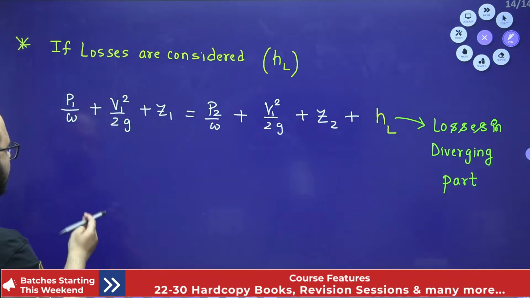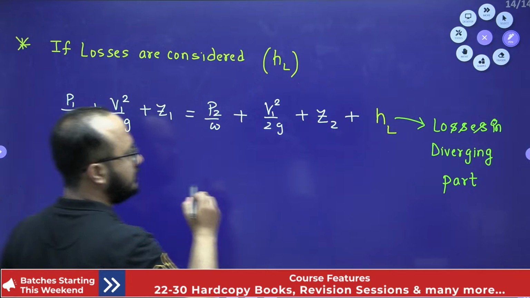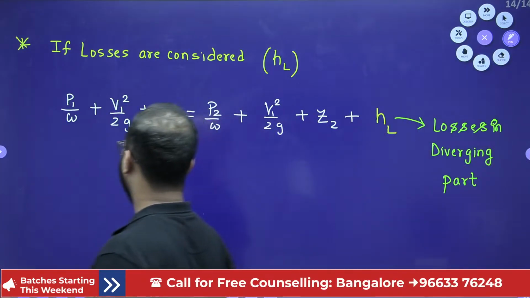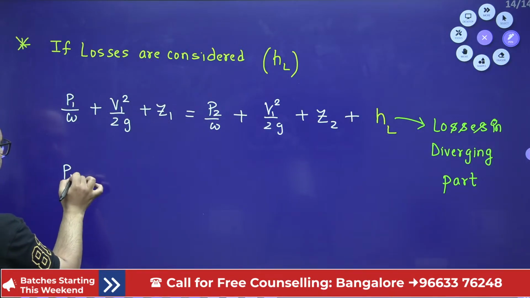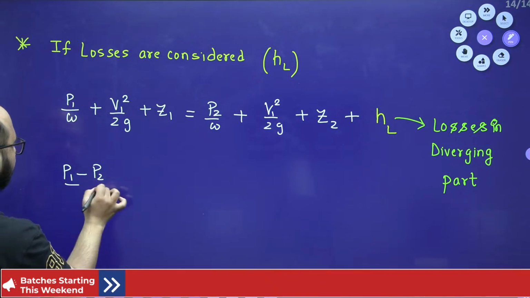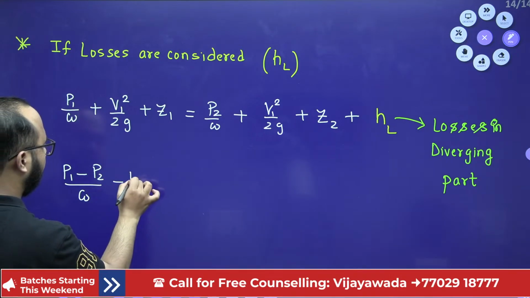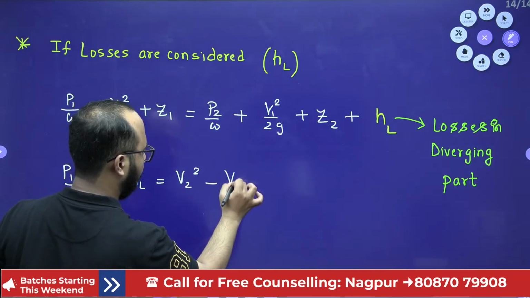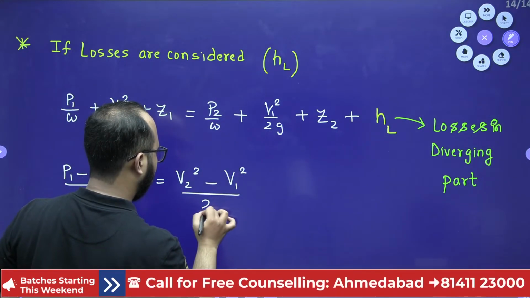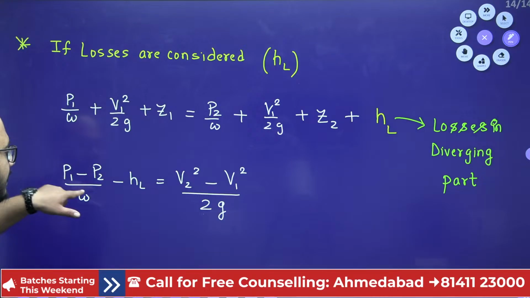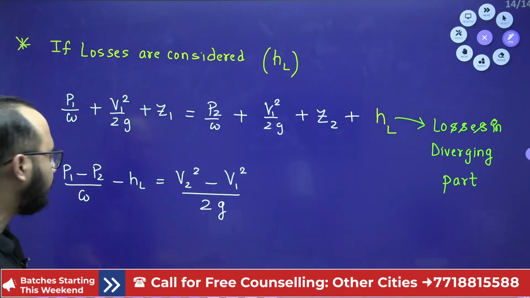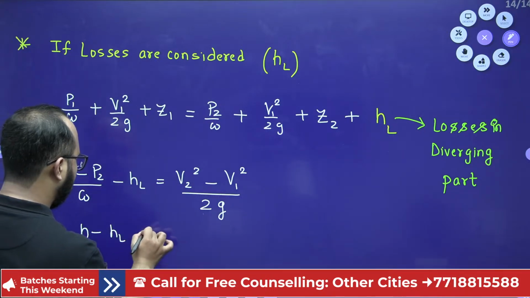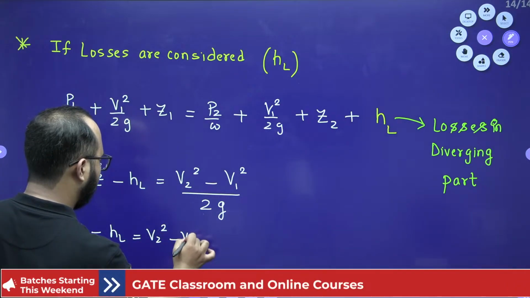Now just rearrange the equation that we have written for Bernoulli's equation. So we can write it like this. P1 minus P2 divided by specific weight is the pressure difference, so I can write H minus HL equals V2 square minus V1 square by 2G.